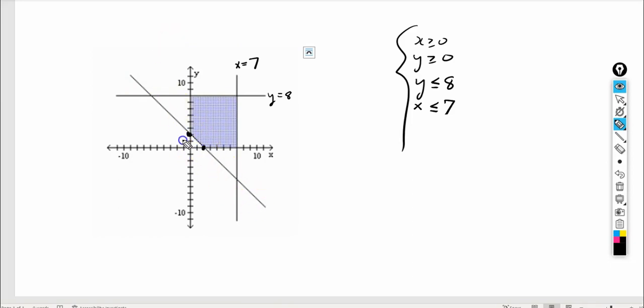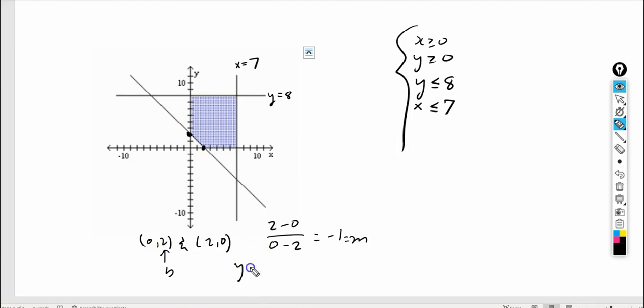Now, what is this line here? Well, I can see that the points 0, 2 and 2, 0 are on this line. So I could probably have enough to do it from there. The slope of this line is going to be the change in y divided by the change in x, and so that would be -1. So the slope is -1. And you can see that the y-intercept is 2.